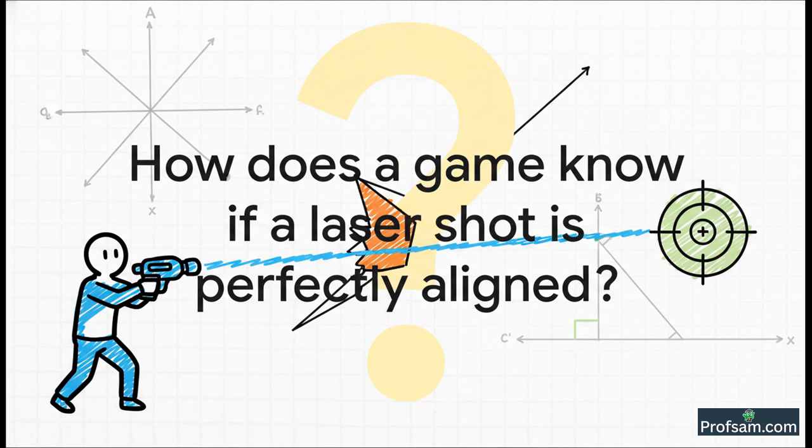You're in the middle of an intense game. You fire your laser, and the computer instantly knows if your shot is blocked. How? How does it figure out if you, the bad guy, and some obstacle are all in one perfect straight line? It sounds like some really tough geometry, doesn't it? But actually, there's a simple mathematical key that solves this whole puzzle.